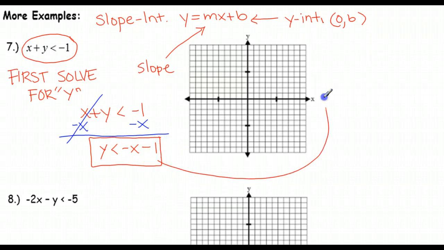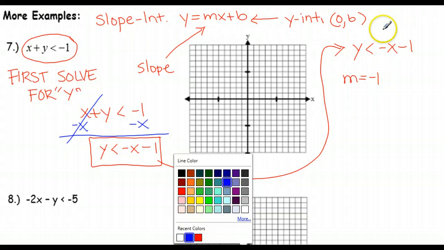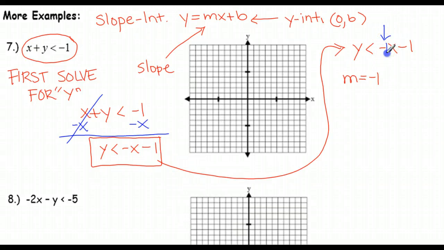Now if I go over here, we can take a little bit more thorough look at this problem. Y is less than negative x minus 1. In this problem, our slope is negative 1. Remember, that is the value that is in front of our x variable. So here, remember that's our slope. And our y-intercept is 0, negative 1. Now that we have this information, we can go ahead and start to graph our boundary line.